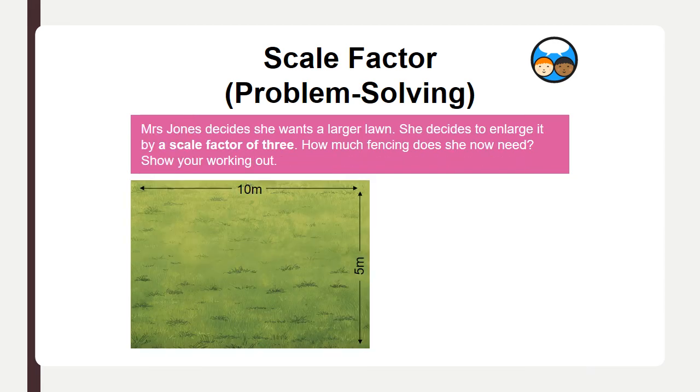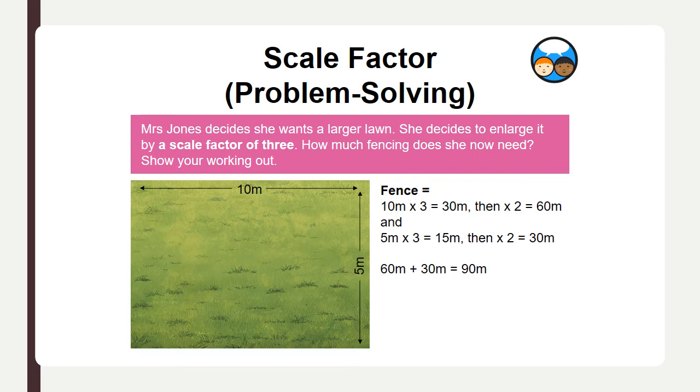So we're going to continue looking at Mrs. Jones and her lawn. Mrs. Jones decides that she actually wants a larger lawn, so she decides to enlarge it by a scale factor of 3. How much fencing does she now need? Show your working out. So again, pause the video, give it a go before we go through our answers.